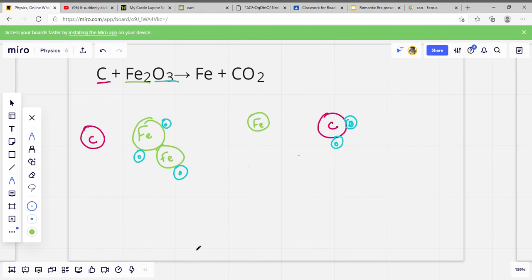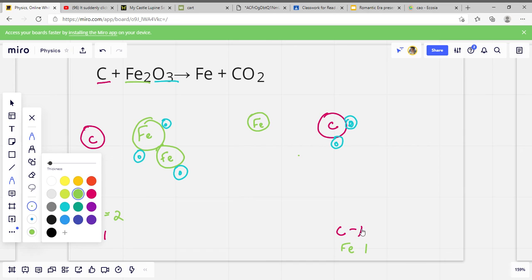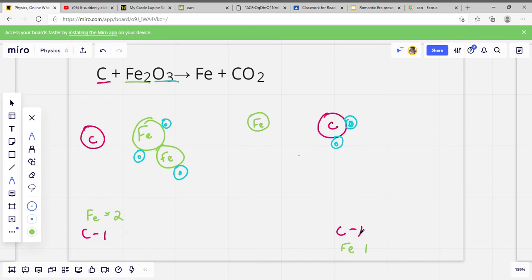Okay, so we can see that that is not balanced. Let's see what's out of balance. So our C is 1, and on this side our C is 1. Our iron, over here we have 2. Over here we only have 1, so we're going to need some more iron. And our oxygen, over here we have 3. Over here we only have 2. Okay, so we're going to have to add some stuff to fix this.